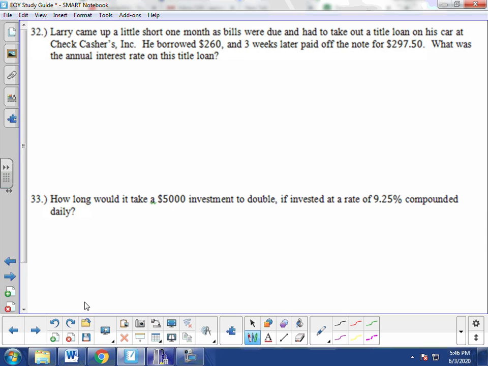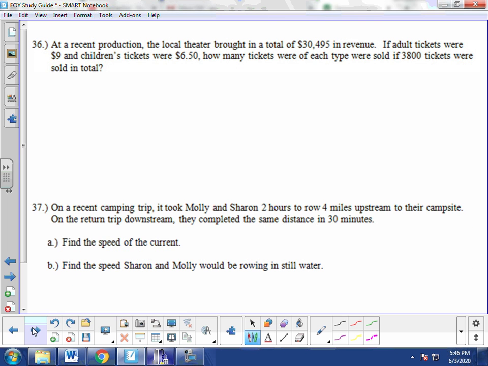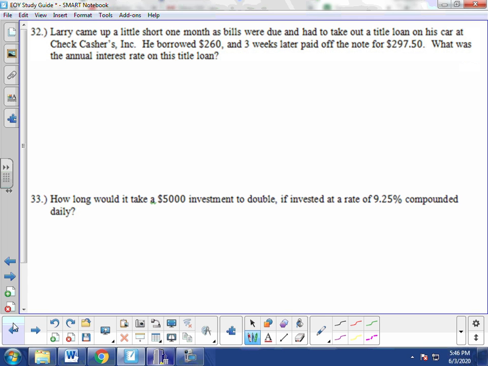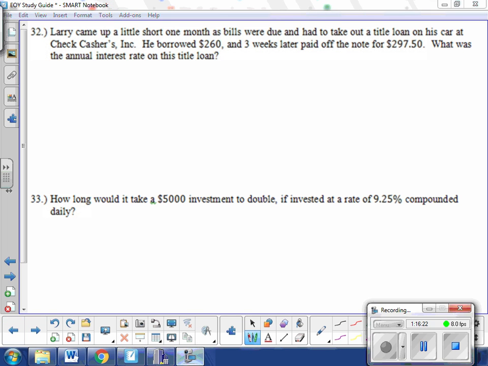Let's go ahead and take a look at number 32. 32, 33, 34, and 35 all work with exponential and logarithmic equations in terms of business applications. So our finance type questions that we had, this was the beginning of our online assessment work. So let's go ahead and take a look at 32. It says Larry came up a little short one month as bills were due and had to take out a title loan on his car at Check Cashers Incorporated.